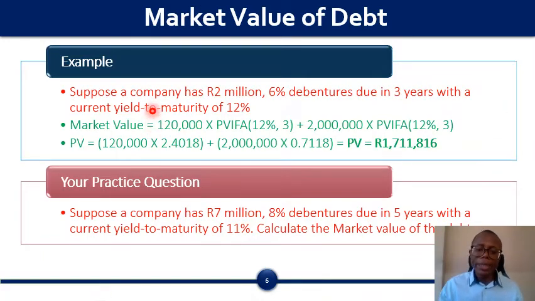So looking at our question and our present value tables, you can see we can now say 120,000, which is the interest, times that present value interest factor of an annuity 2.4018 plus 2 million times 0.7118, which was in the first table. It gives you this answer, which is the present value of a debenture. That's an important number when we are going to do the weighted average cost of capital.